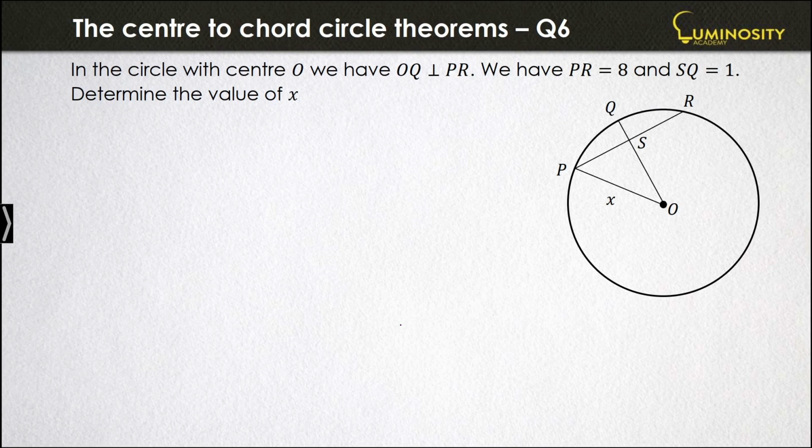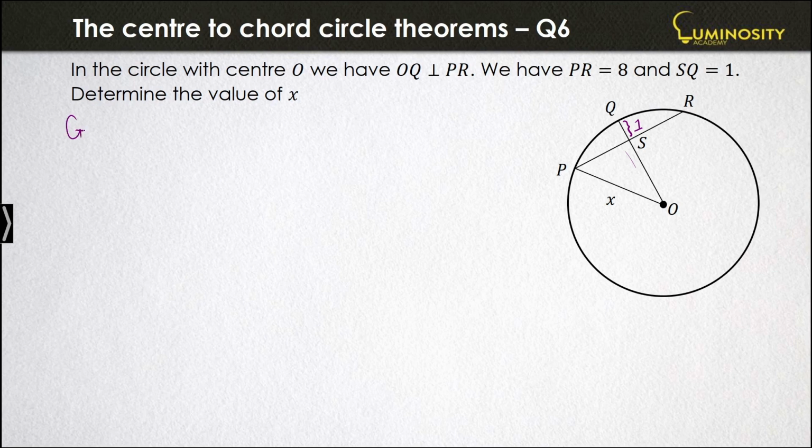So in the circle with center O, we have that OQ is perpendicular to the chord PR, and that the length of the chord PR is 8 units. We're also given the length of this little line QS, of that long center line from O to Q, as 1 unit. We want to determine the value of x, in this case the radius line OP.